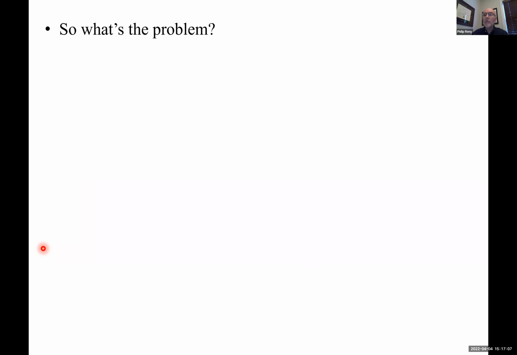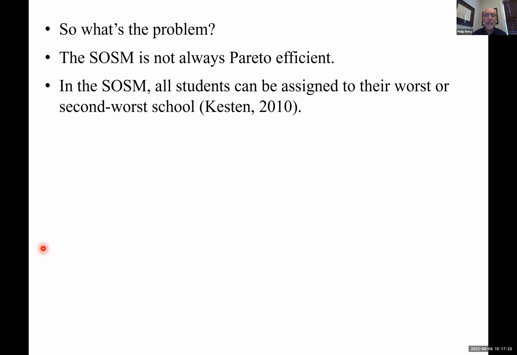Well, so what's the problem? The problem is that this student optimal stable matching, the one that all of the students agree is best, is not always Pareto efficient. In fact, it's typically not Pareto efficient. And it can be really quite bad, at least in theory. It can happen that all students in the student optimal stable matching are assigned either to their worst or second worst school.